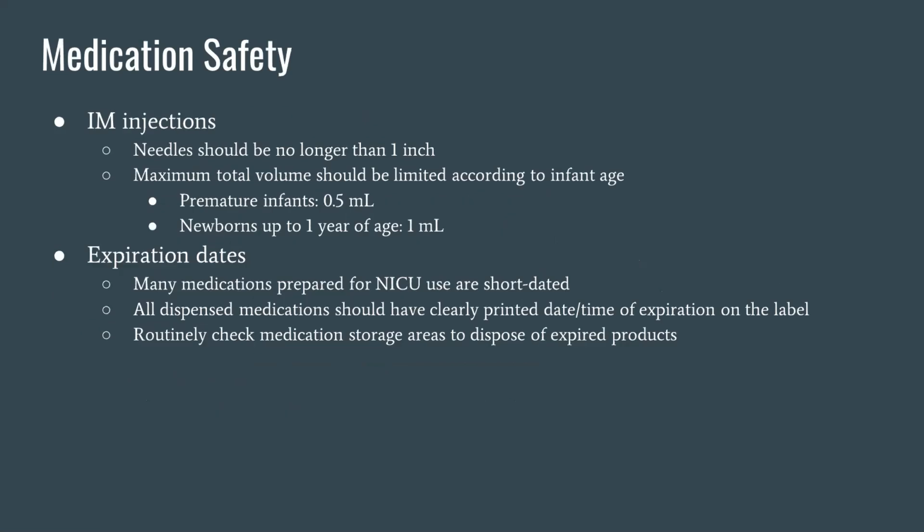IM injections is another thing that is a little bit different in neonates. So needles in neonates should be no longer than 1 inch, and this is because neonates have decreased muscle mass, and so they have a higher risk of neurovascular injuries if we use a needle that's too large. There's also a limit to the maximum total volume that can be given per injection. In premature infants, that's 0.5 milliliters, and newborns up to 1 year of age is 1 milliliter.